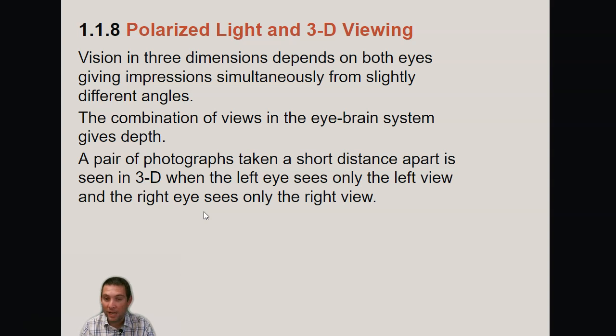A pair of photographs taken a short distance apart is seen in 3D when the left eye sees only the left view and the right eye sees only the right view. So we get this vision, this seeing the same image from 2 different angles because we have this bridge in our nose, the spacing between the eyes. That space right there allows us to see the light coming into our eyes, going to our brains for processing from 2 different angles.